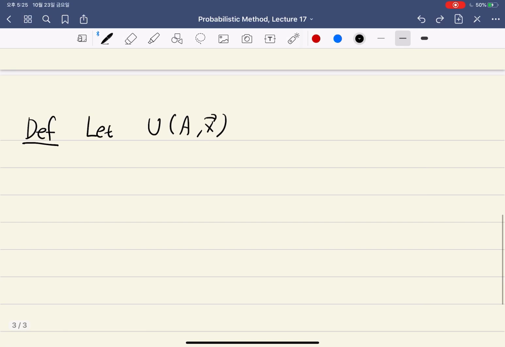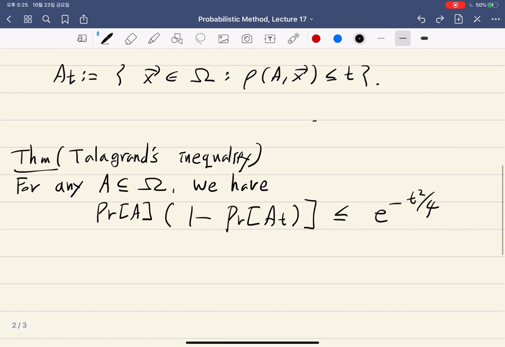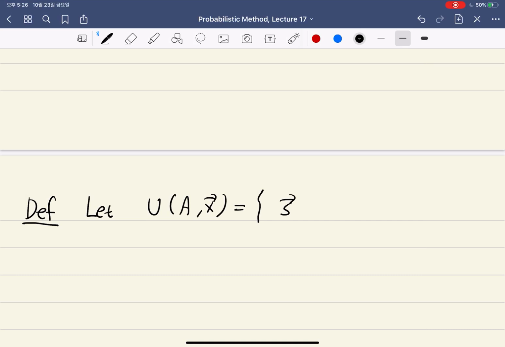So what we want to do is translate this setup into some space that we are familiar with. And in that space, we want to use some linear algebra to convert this concept of distance into something that's more comprehensible. So this is defined as a supremum or minimum of this, which seems a bit difficult to actually deal with. So what we do is we consider this set U of A, X.